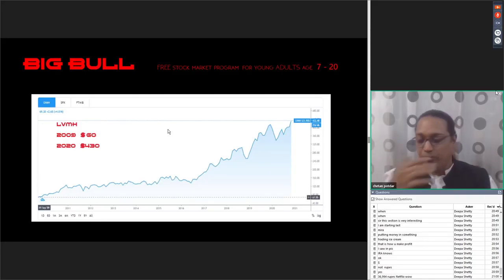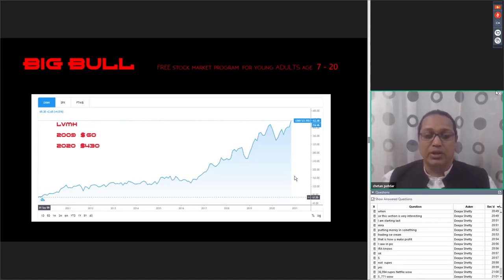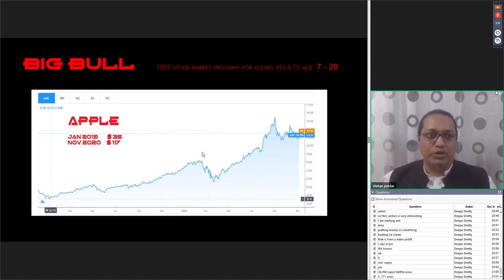LVMH, Louis Vuitton. So if some of you are of the type who like classy stuff, Louis Vuitton in 2009 was 60 rupees. In 2020, Louis Vuitton is 430 rupees. So if you like bags or t-shirts of Louis Vuitton, you can actually make money from all the things which we use on a daily basis. So let me just show it to you.